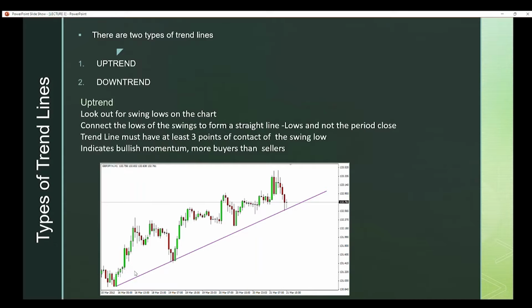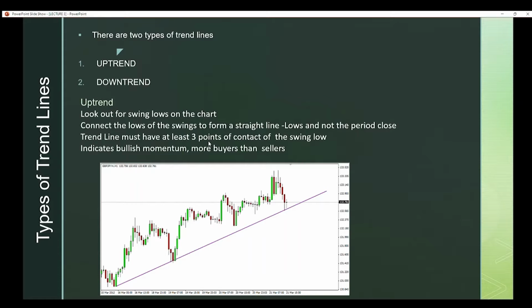We are going to connect the lows of the swings to form a straight line, using the lows and not the period close. Trend lines must have at least 3 points of contact, like this one. This is 2 points of contact, and this one is 1, 2, 3. We are going to count this contact as 1, and this is the third one.